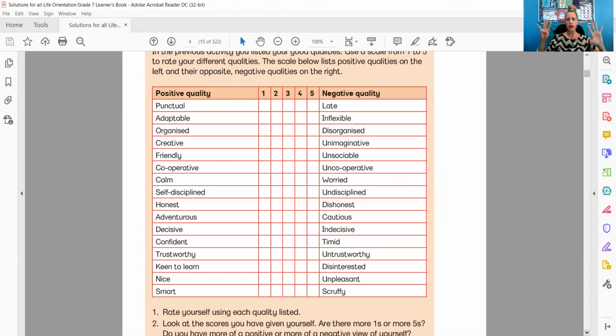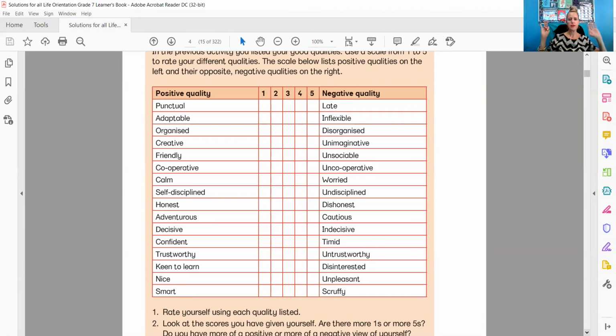Put a finger down if you are sometimes dishonest. Put a finger down if you are cautious, the opposite of adventurous. Okay, I think I'm quite cautious. I'm going to do that. Okay, put a finger down if you're timid. Timid means shy, reserved, a little bit nervous in company, the opposite of confident.